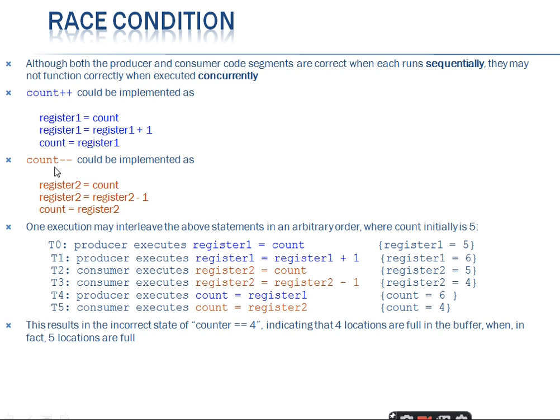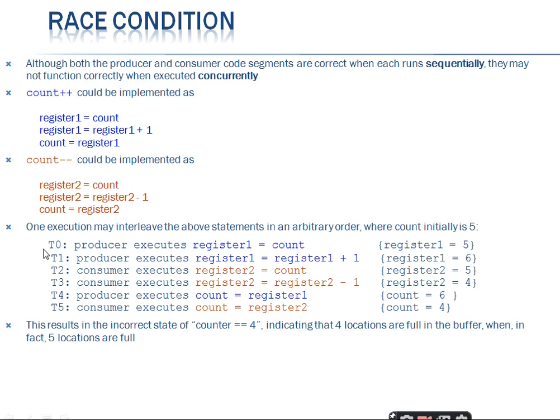Similarly, count decrement, count--, can be implemented in three lines of code. Here we use register 2, initializing it, then decrementing the register value, and then updating count by assigning the decremented register value. Now, one execution may interleave the above statements in an arbitrary order, when count is initially 5. Let us examine a situation where this count value may not be correct. It may result in an inconsistent value.